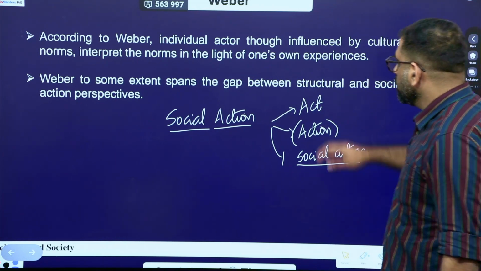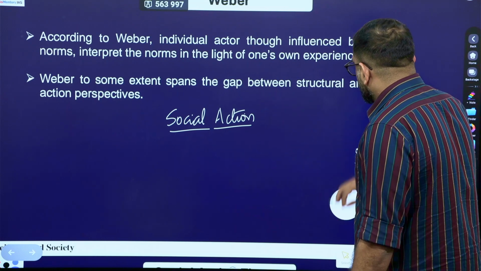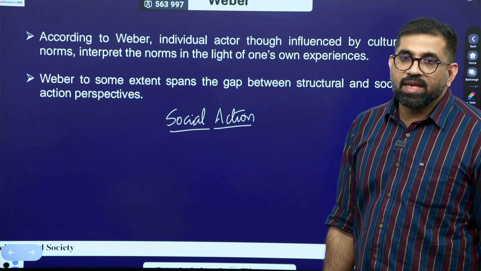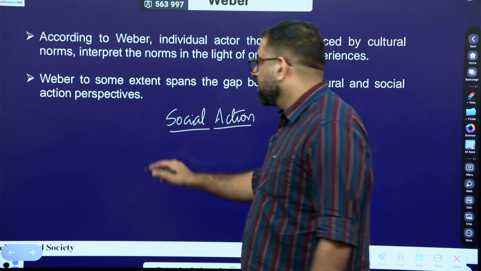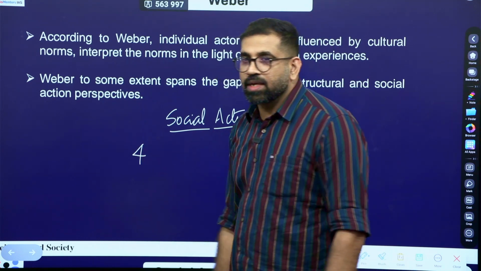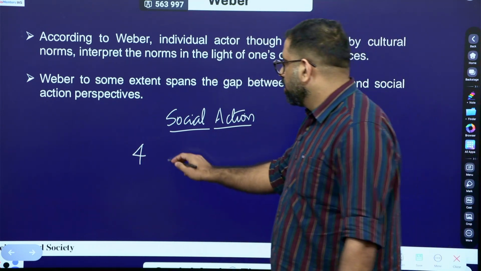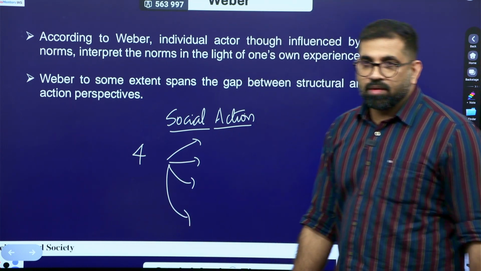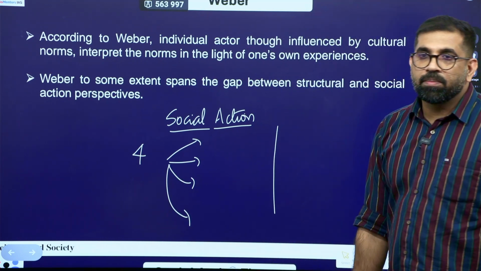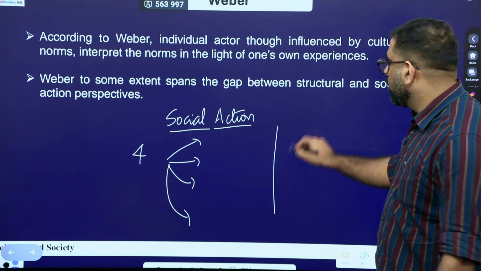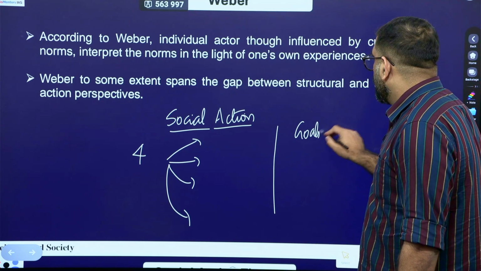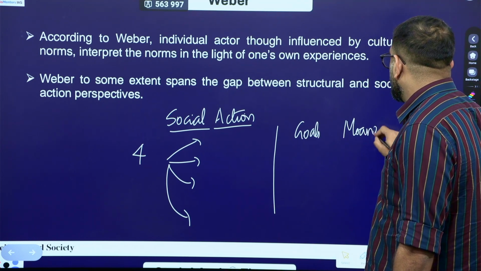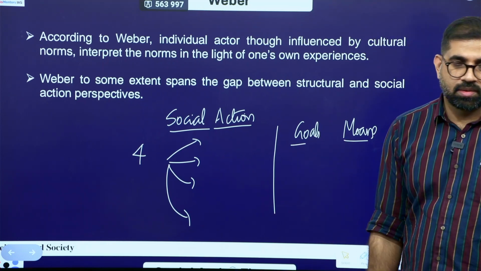Now, when it comes to Weber, the next thing that you need to understand is how he classified social action. There are 4 different types of social action according to Weber. What are those? See, in order to understand how Weber classified these actions, you have to also understand that it was done based on the goals and means.